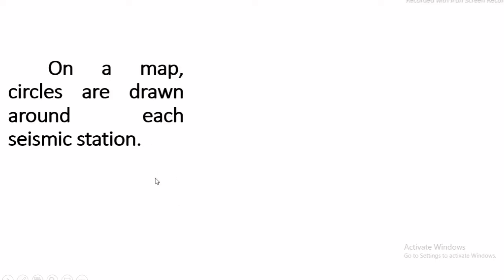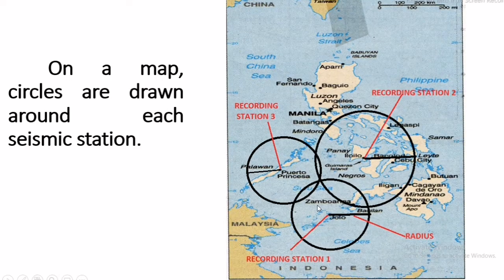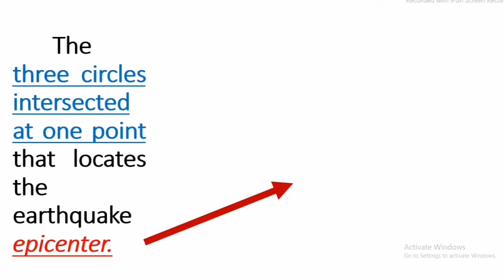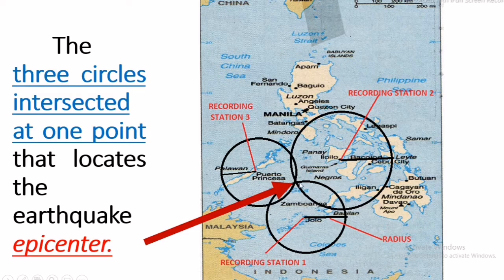So on the map, circles are drawn around each seismic station. Remember that the computed distance in centimeters will be the radius of the circle. So if the recording stations are Puerto Princesa, Iloilo, and Jolo, we will draw the 3 circles using the 3 values in centimeters as their radius. So where is now the earthquake epicenter? The 3 circles intersect at one point that locates the earthquake epicenter. So the point of intersection of the 3 circles will be the location of our epicenter.